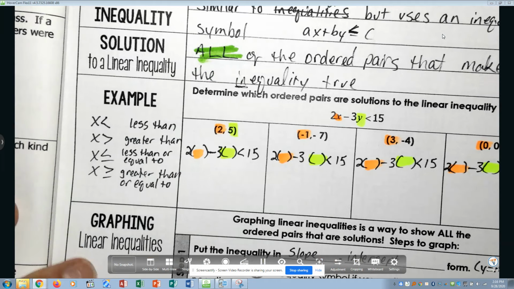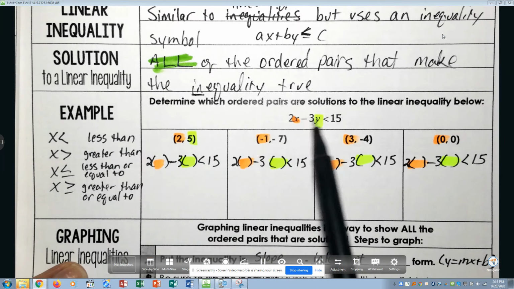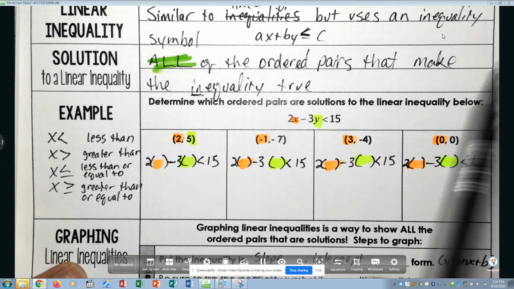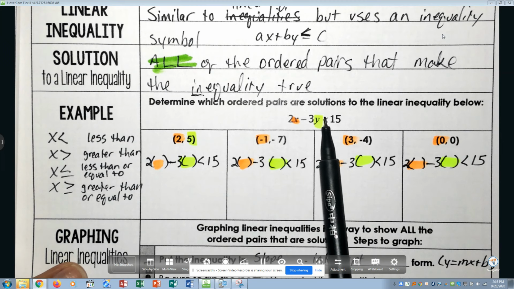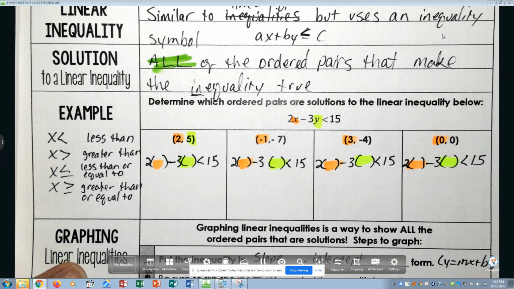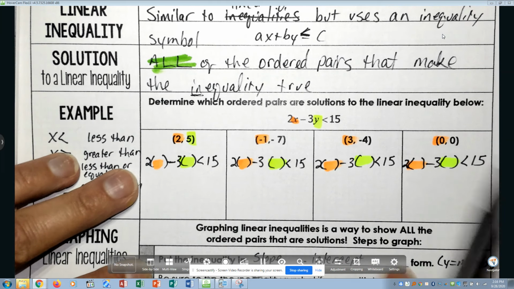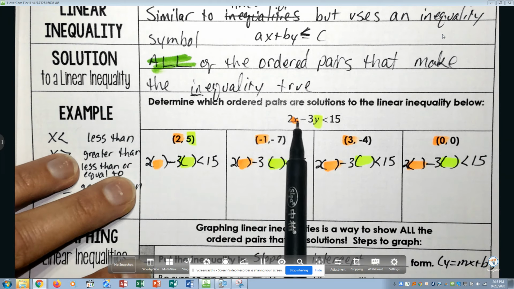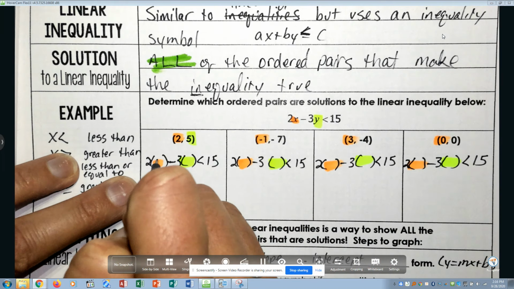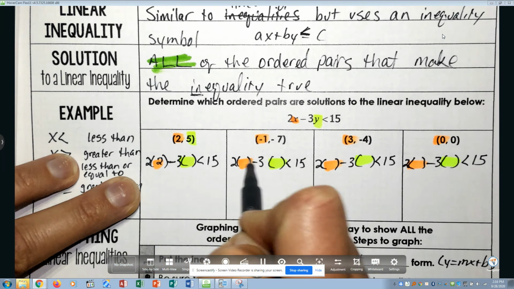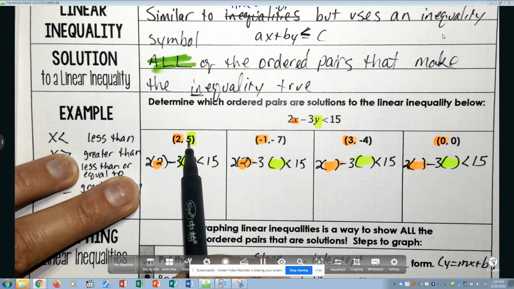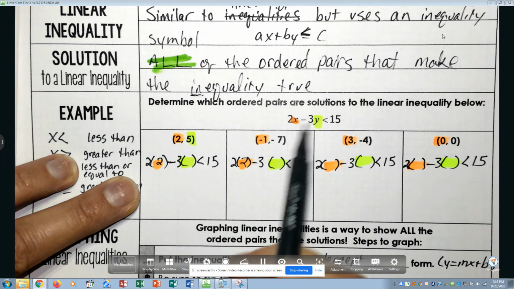Okay, so here we've got this inequality, right? This is a linear inequality. It's like an equation. If there was an equal sign here, it would be an equation, but we have that inequality sign, so it's an inequality. So we want to know which of these points make the inequality true. Okay, so 2 is my x coordinate, so we're going to plug it in for x. 5 is my y coordinate, so we're going to plug it in right here.